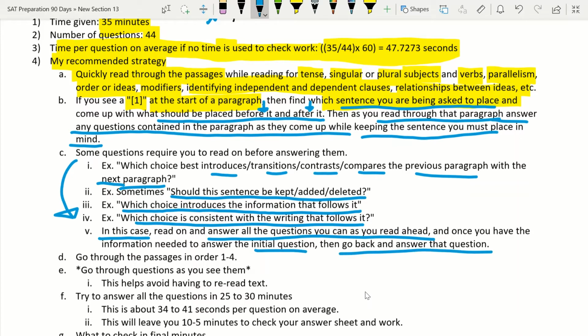So what you want to do then is you want to just keep reading until you get enough information to go back and answer it. Now as you read, you want to answer any questions that come up at that time, so that way you don't have to reread that section again for the rest of the questions.